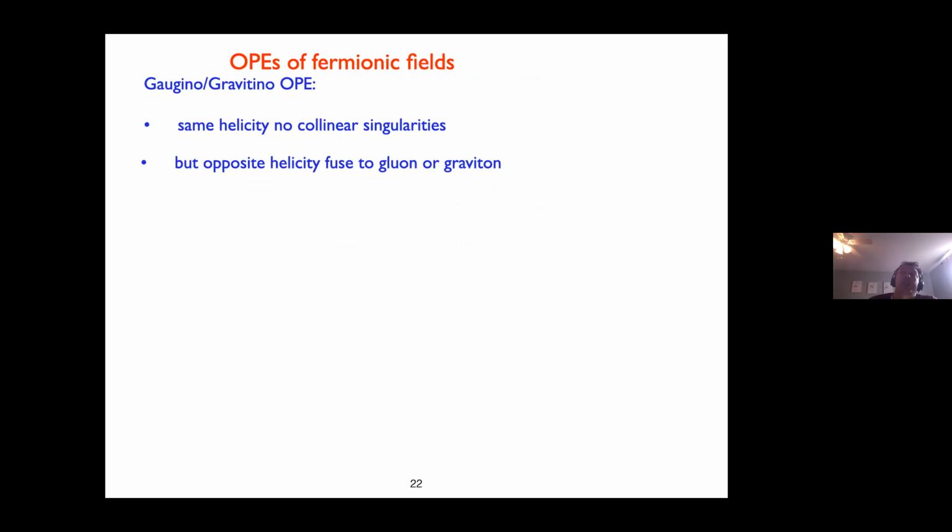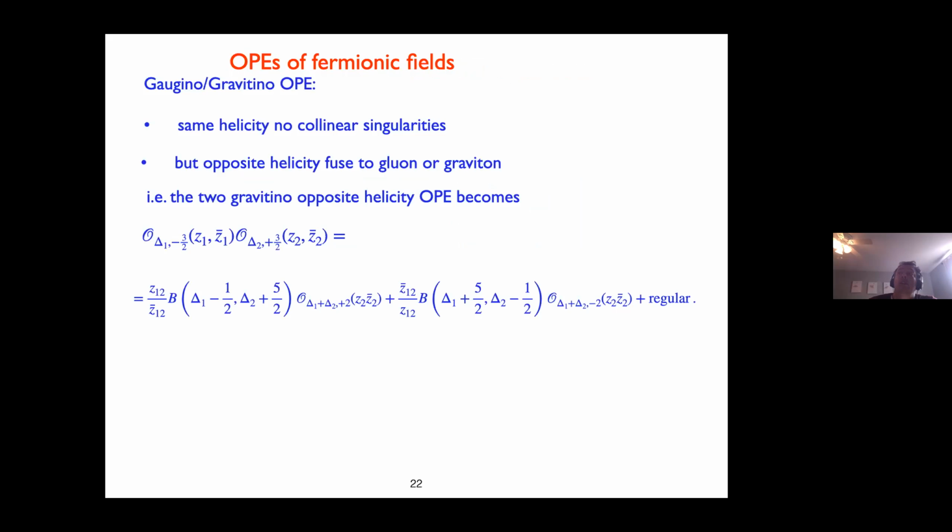And opposite helicity, though, fuse to gluons or gravitons. And once we take the Mellin transform, we can show that one gravitino operator with spin -3/2 and one with +3/2 can fuse to give you a graviton with +2 helicity, +2 spin or -2 spin, with these typical, as I explained before, singularities, Z over Z bar or Z bar over Z. And the coefficients here are beta functions, which you can already see.